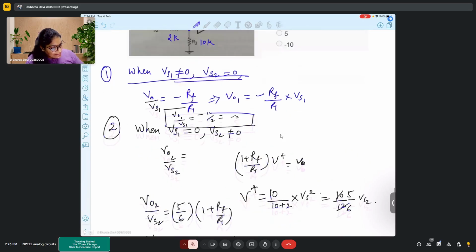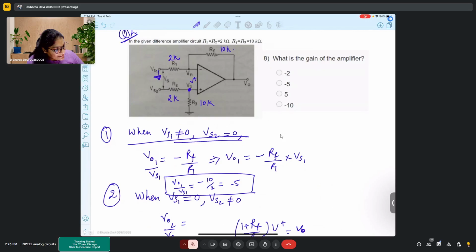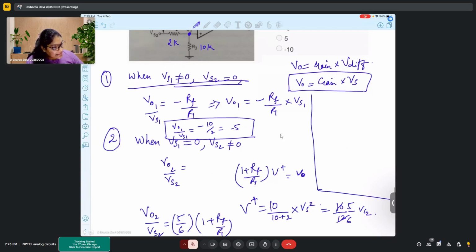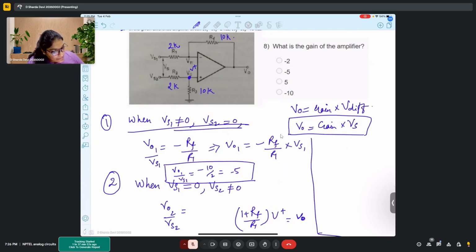So considering the total amplifier situation, we can analyze it like V0 is gain times V difference. And here the V difference is given by Vs. Now, if we consider that Vs1 minus Vs2 is Vs as seen from the image, so this is Vs.